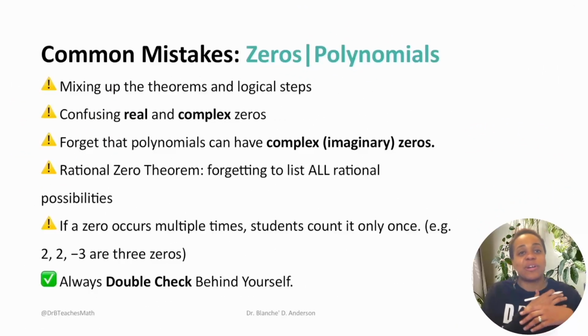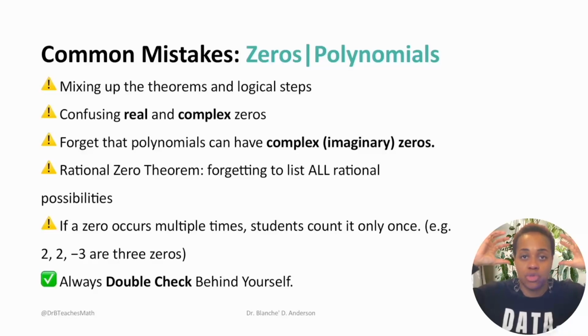All right. So common mistakes. Trying to memorize these theorems and getting them mixed up. Don't do that to yourself, unless you have to memorize the vocabulary. Focus on the logical steps. I need to know, do I have any zeros? Yep. I have at least one complex zero if the degree of my polynomial is greater than or equal to 1. Cool. What's the list of real zeros?